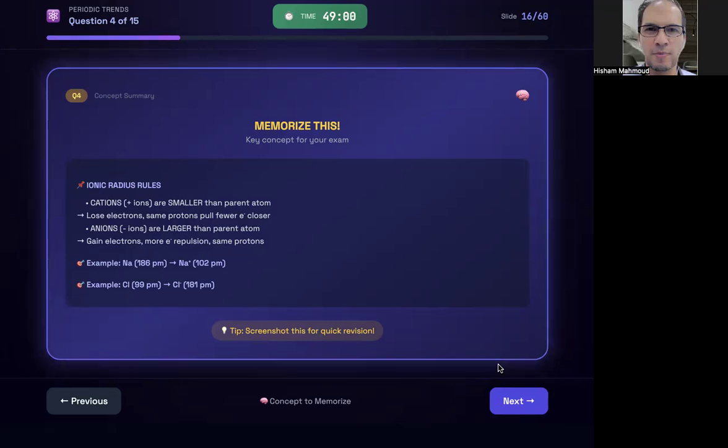Example, sodium is 186 picometer. This is the unit for measurement of such a tiny size. Compared to sodium ion, which is 102 picometer, that's smaller, while the chloride is 181 compared to its chlorine atom, which is 99 picometer.